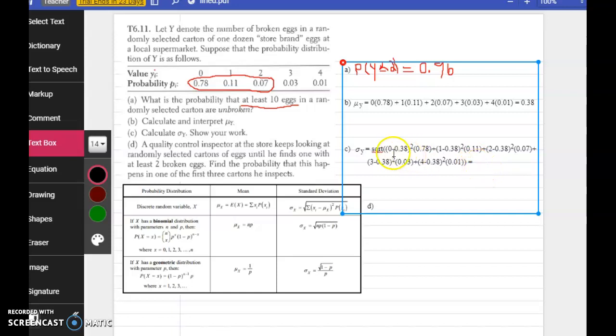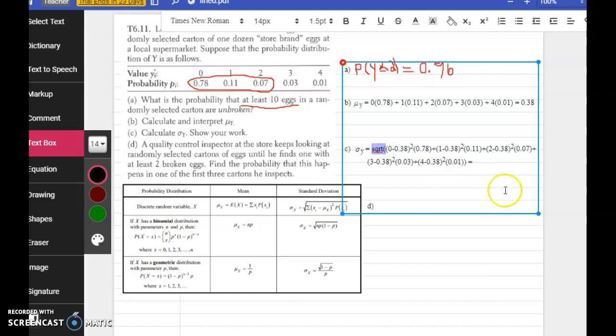So you type all this sum in. Make sure you put it in a square root. I don't have the symbol, I just wrote SQRT for square root. And you should get a standard deviation of 0.822.